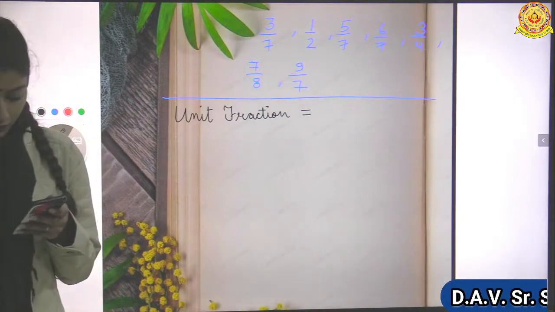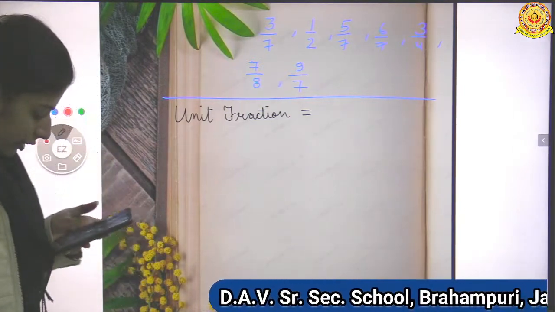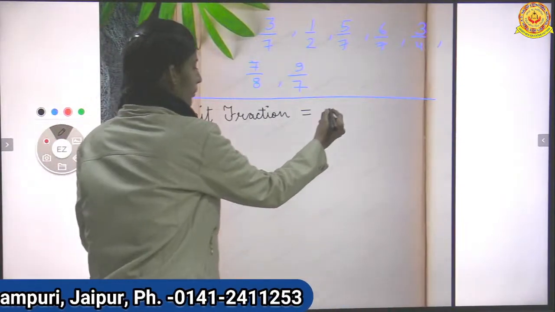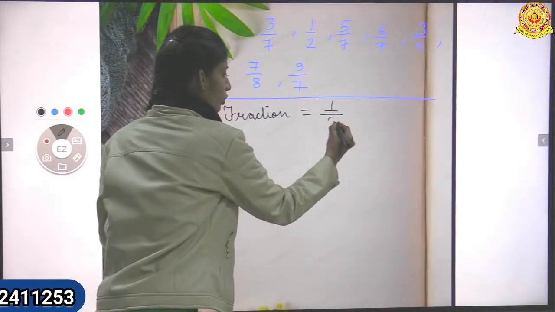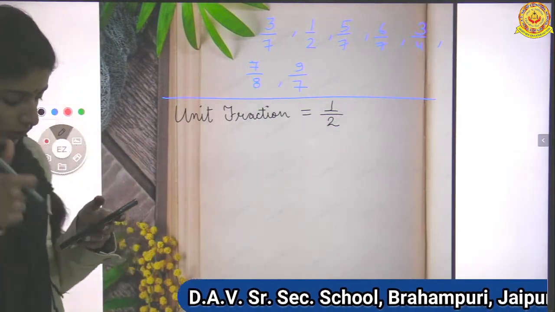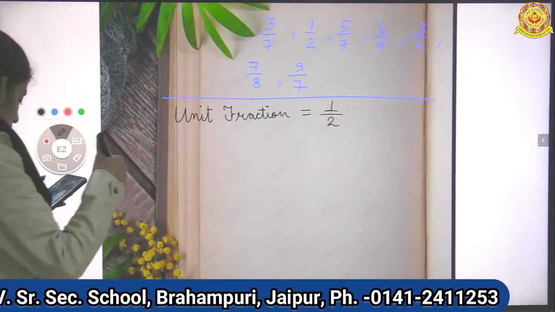In all these fractions, which one is the unit fraction? 1 upon 2. Very good, Madhu, Arshi. 1 upon 2 is the unit fraction. As I have told you, if a fraction has 1 as its numerator, then it is said to be a unit fraction.